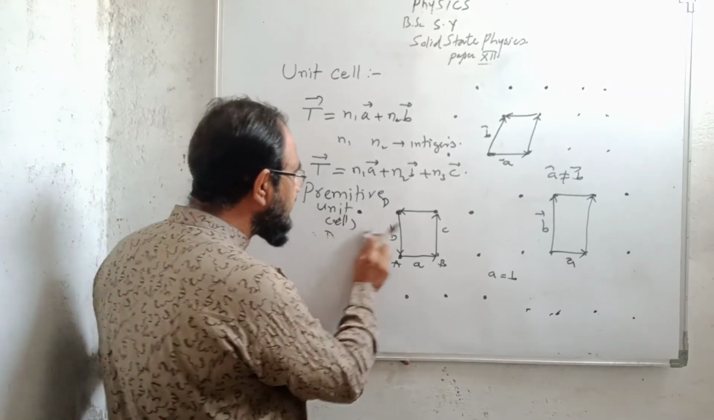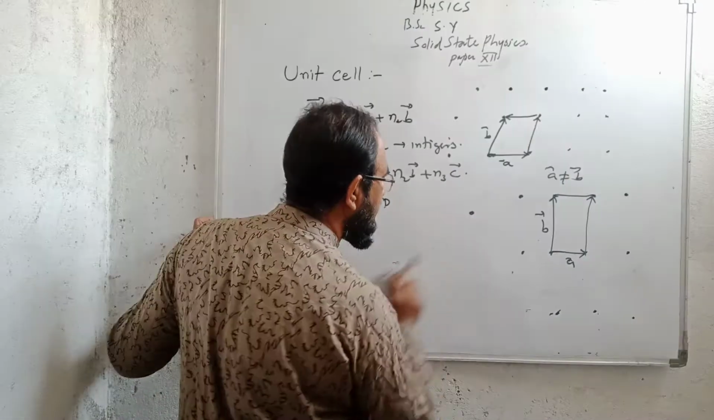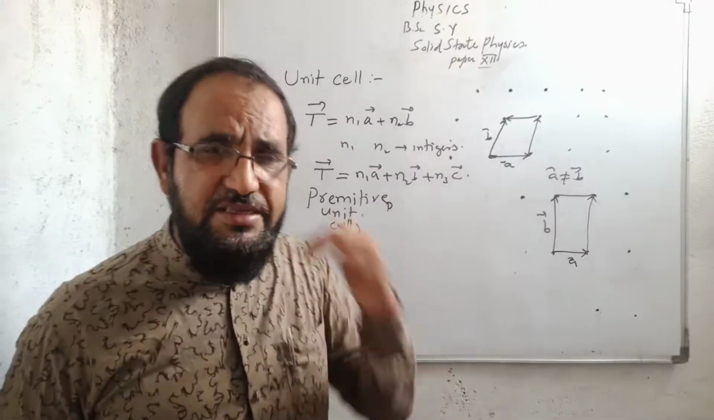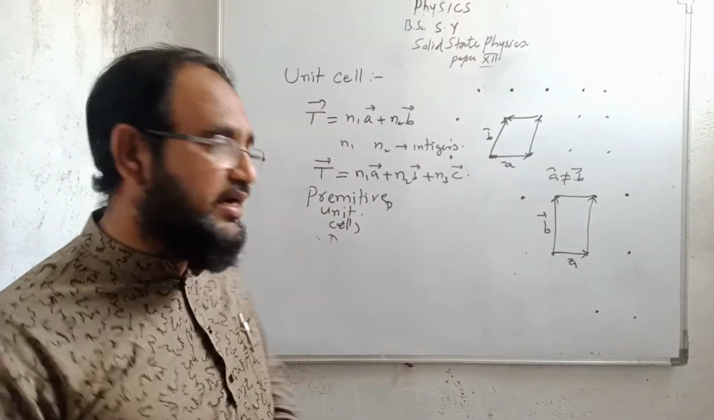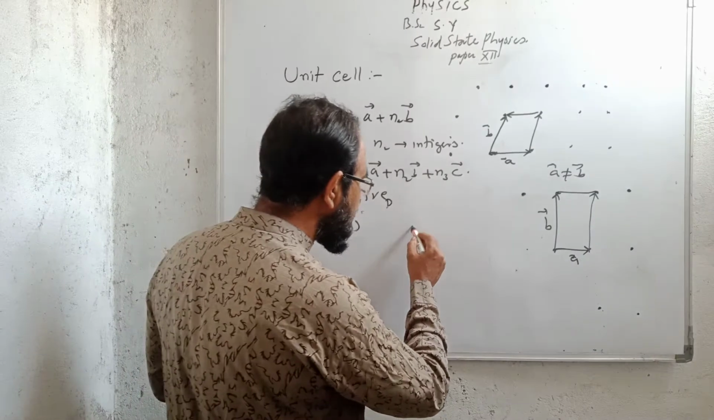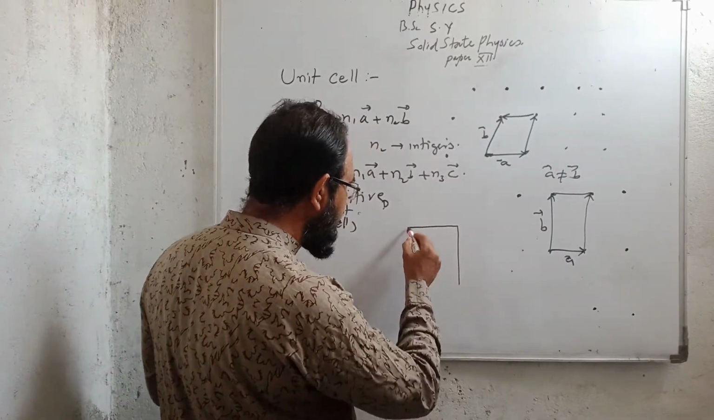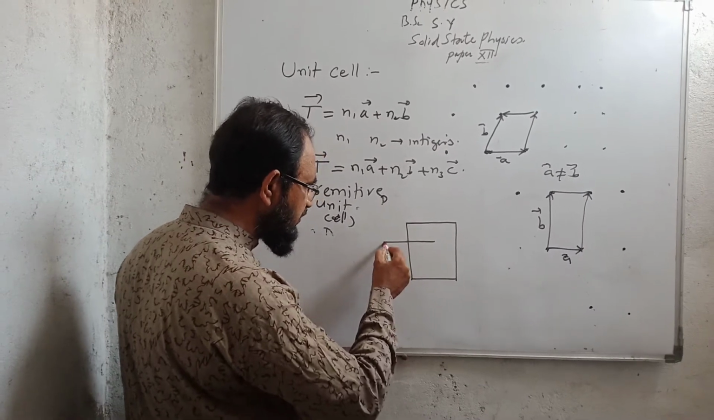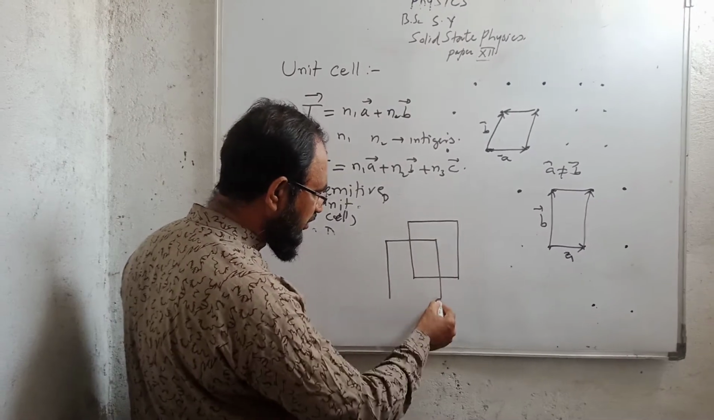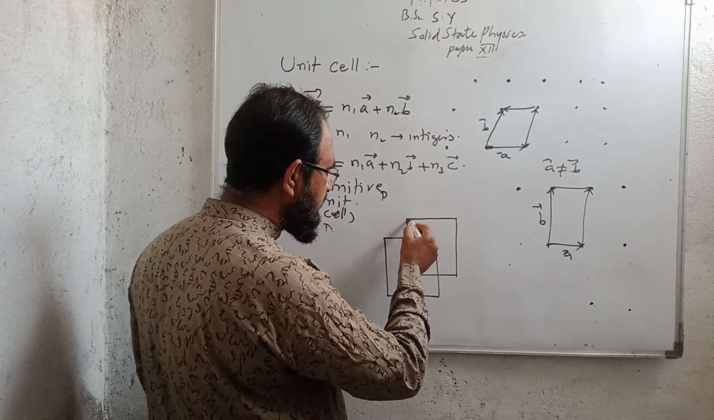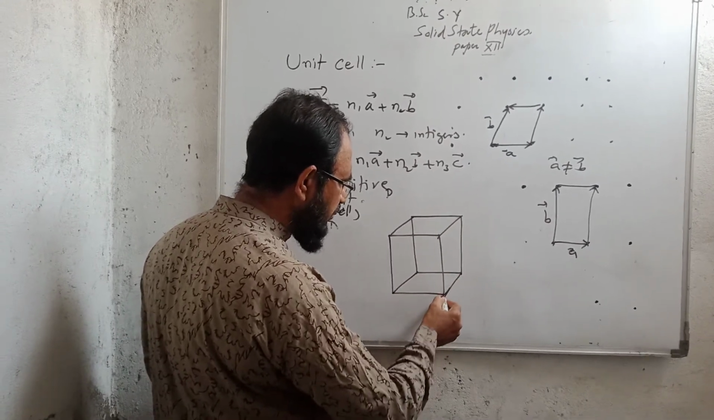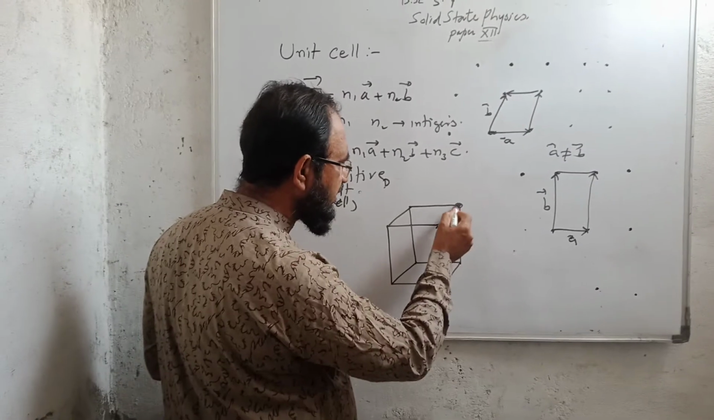If I use three dimensions here, suppose in three dimensions I have to consider the x-axis, y-axis and z-axis. So here in three dimensions I will draw the lattice points which are situated at the corners. I will join these two. So lattice points are situated at each corner.